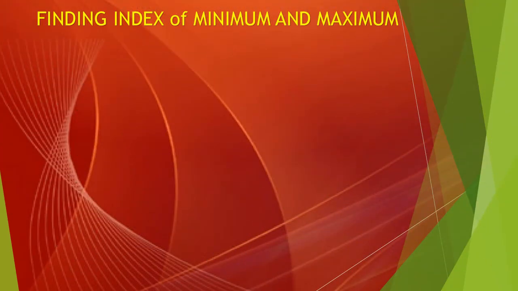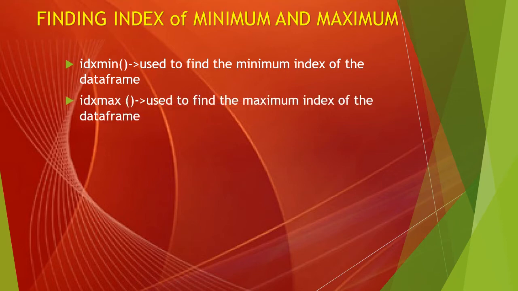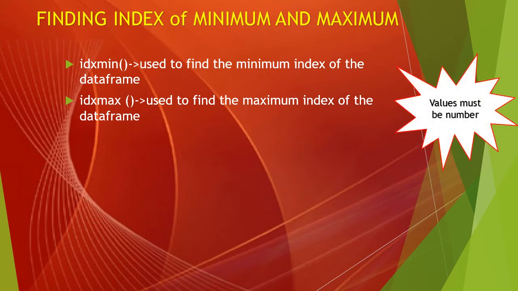Next, the minimum index value and maximum index value from the data frame. Two functions are used. The idxmin function is used to find the minimum index. How do we find the minimum index? It means which value is the minimum in that column, and its index is the minimum index. And maximum index means which one contains the maximum value in the column; that corresponding index is the maximum index. While you are using this function, we must use only numeric values. We should not give any other format. It must be a number.